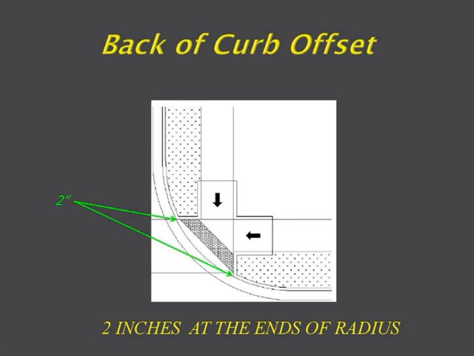And when you're on a radius like this, and you don't want to put radius coverage or radius tiles on there, and you put it across, then the 2 inches is measured at the ends of the radius. So in the center, the offset isn't quite as important.